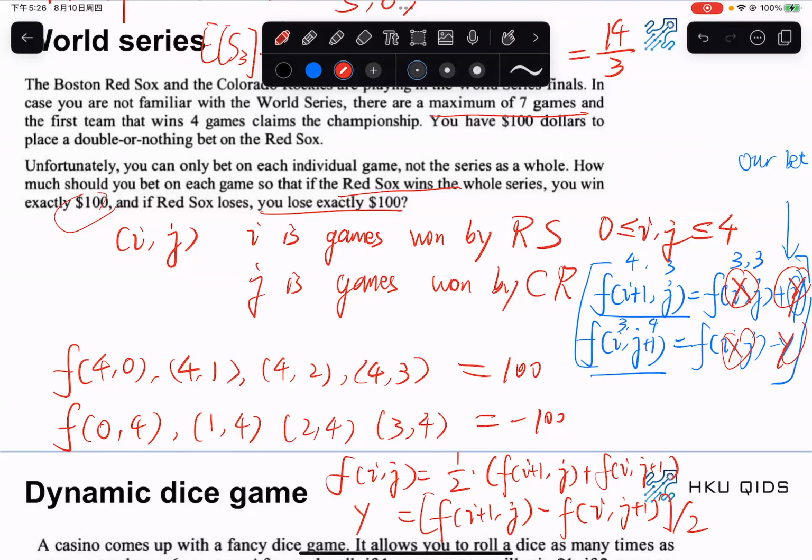And from (4,3) and (3,4), we can solve (3,3), and from (3,3) and, for example, (4,2) together, we can get what? We can get (2,3), right? And all the way back, we can solve all the things out. Basically, we know how to solve this question.